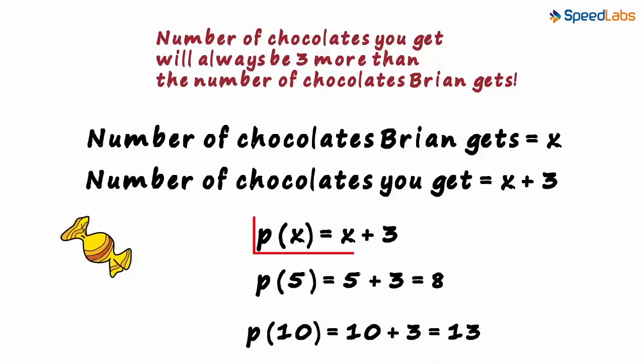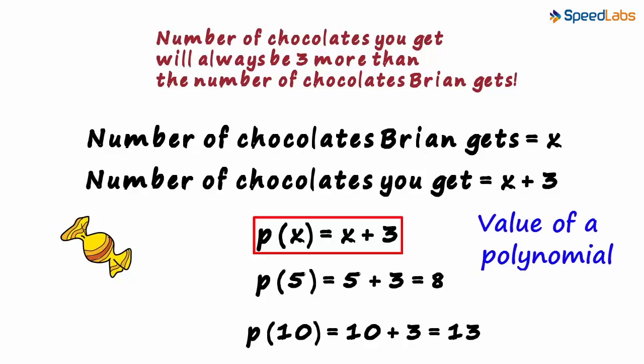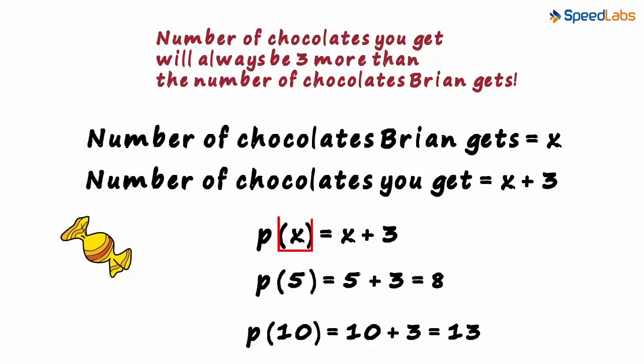So why did I show you this example? You just learned a very important concept called the value of the polynomial. You are finding different values of polynomials for different values of x. Here, 5 and 10 are different values of x, and 8 and 13 are the values of the polynomial for these values of x. Now that you know this concept, solving problems will be ultra simple.